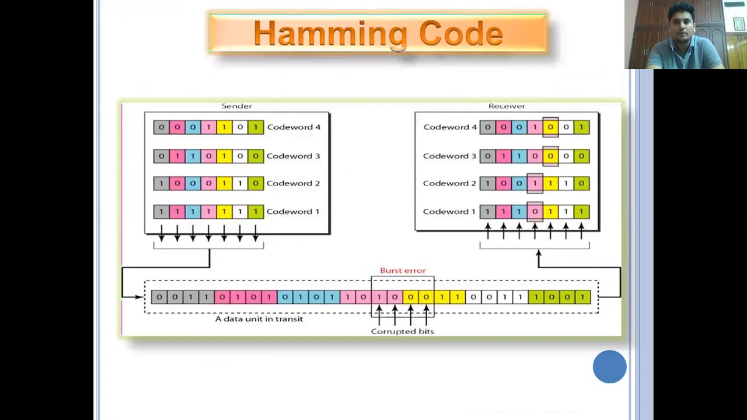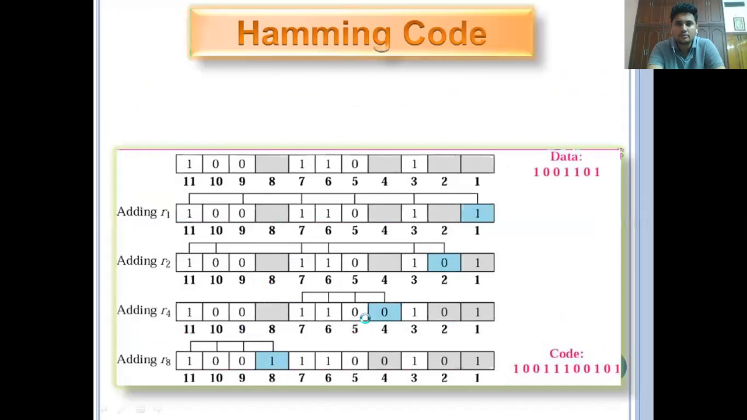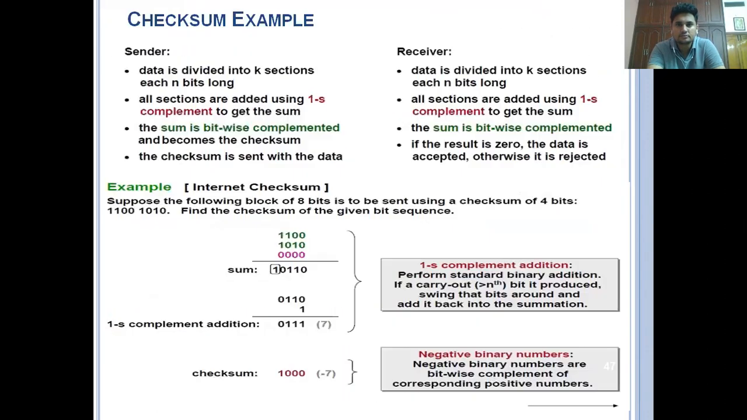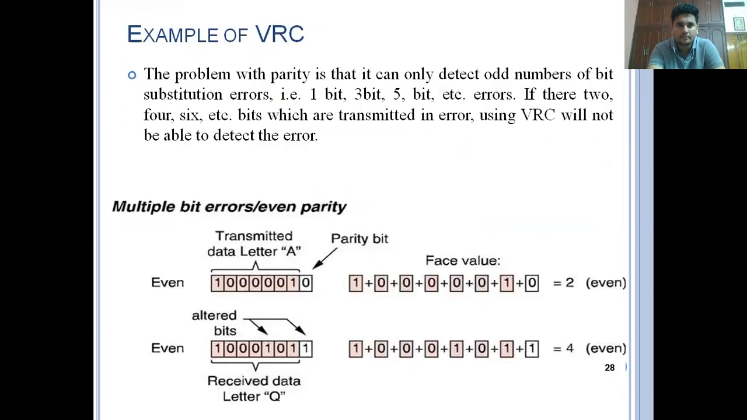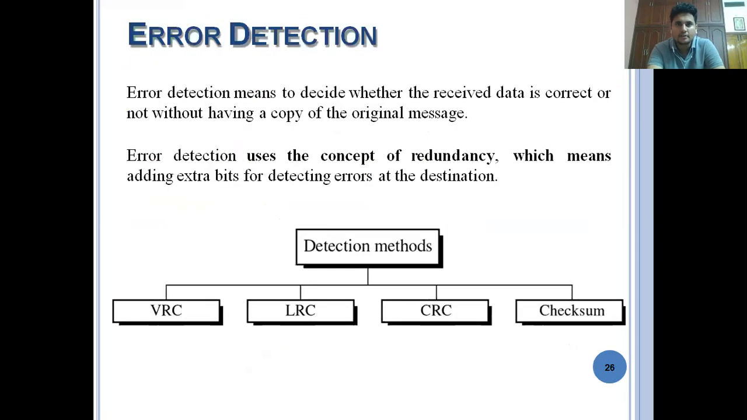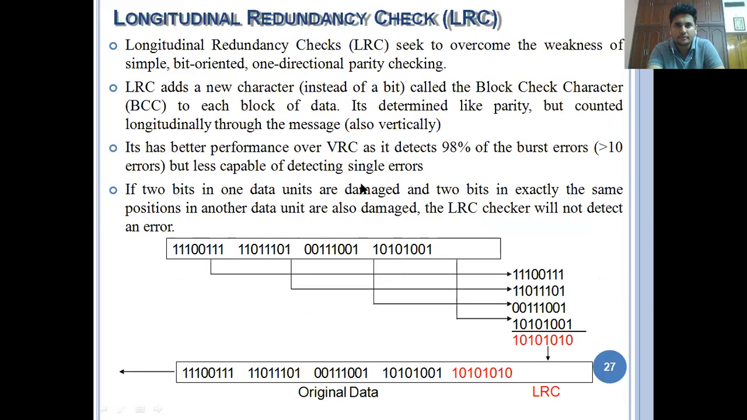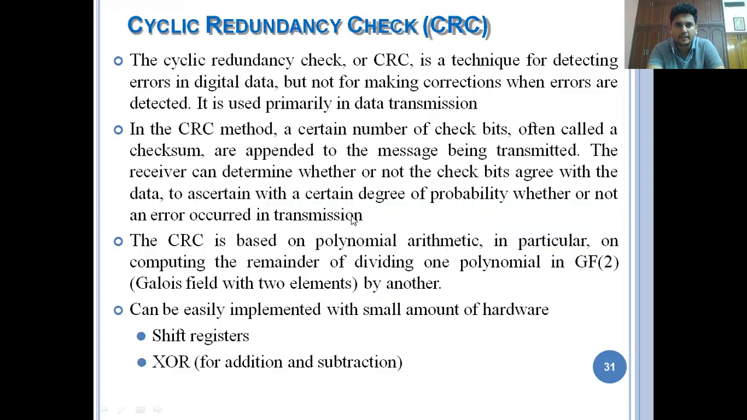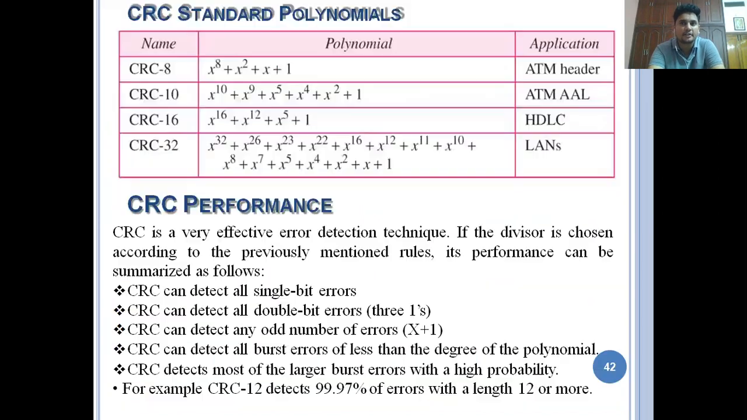In the previous video we completed error detecting techniques. There are four error detection techniques: vertical redundancy check, longitudinal redundancy check, cyclic redundancy check, and checksum. These four are the error detection techniques that use redundancy.